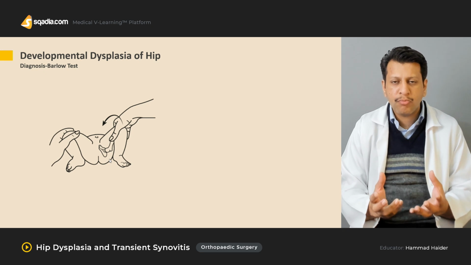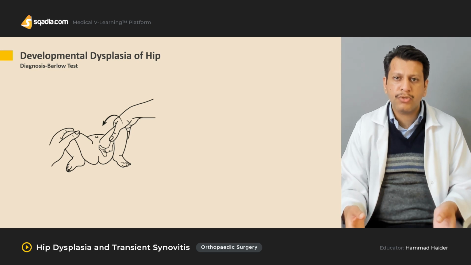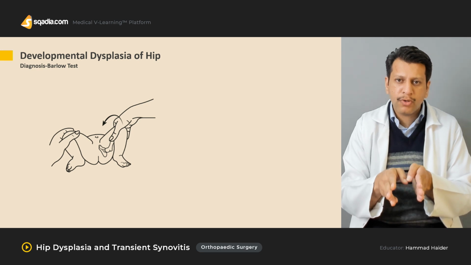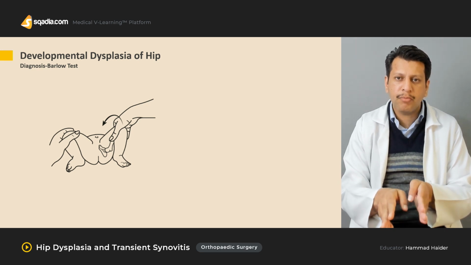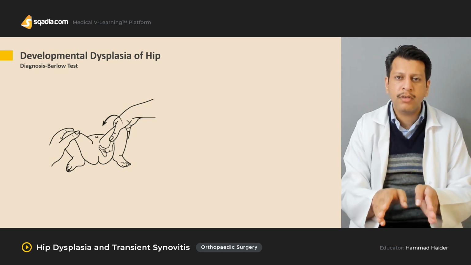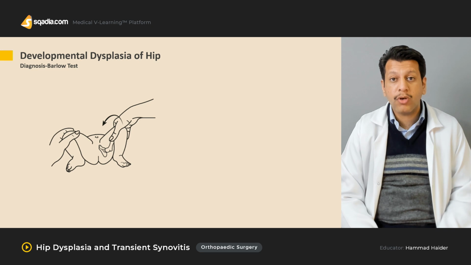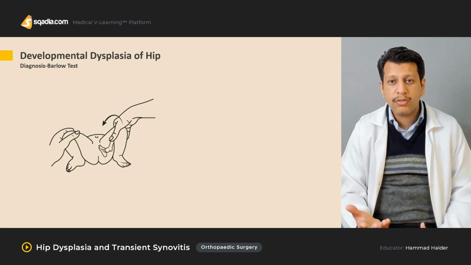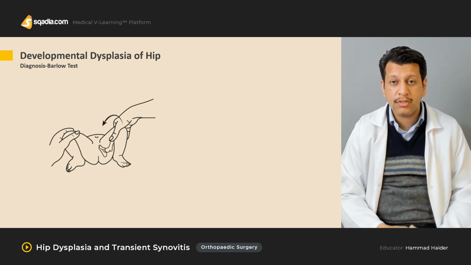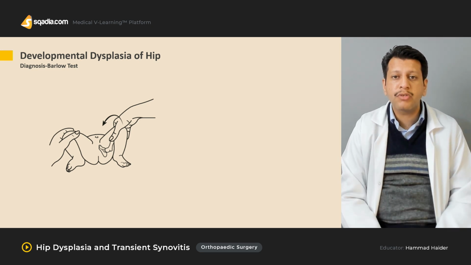There is no need to actually remove the pampers, but once you remove the clothes, you bring both legs from abduction position into adduction. And once you bring that into adduction, you push it from your knees backward at the hip joint, as if you are trying to dislocate the head of the femur out posteriorly. And if it goes out with a clunk, this means the Barlow test is positive. Usually the most common cause of a positive Barlow test is in a first child, female, with a history of breech presentation. The diagnosis which should click in your mind should be developmental dysplasia of hip.